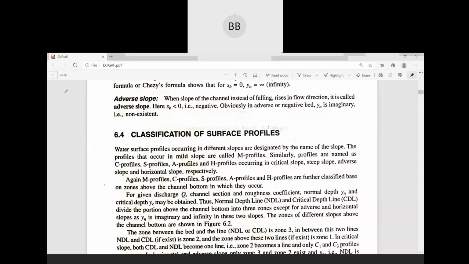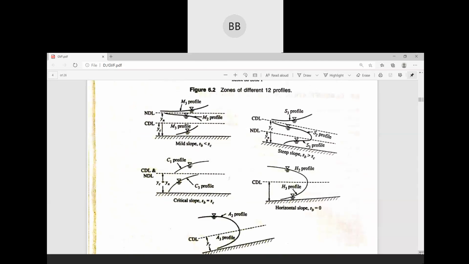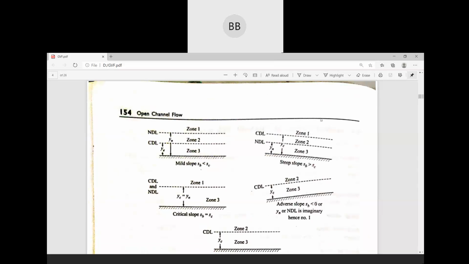You can move on to figure 6.2. So you can see in the first figure, mild slope. For mild slope, we all know that bed slope is less than the critical slope, and your normal depth will be greater than yc. So this is the bed of the channel.